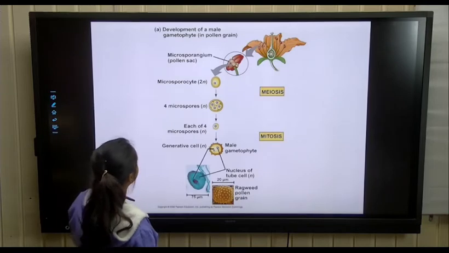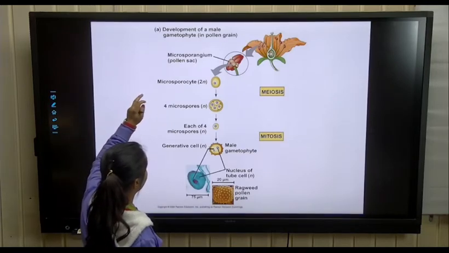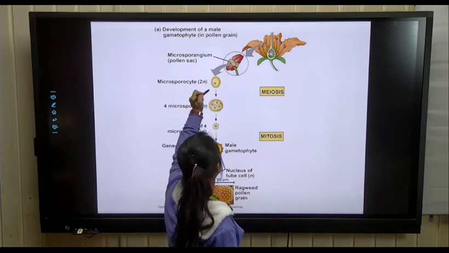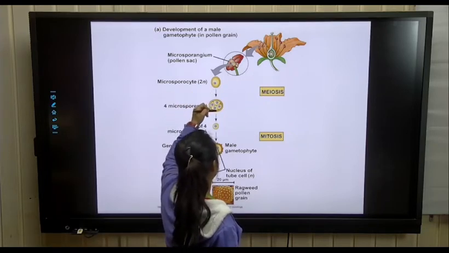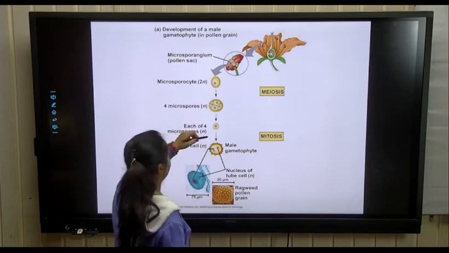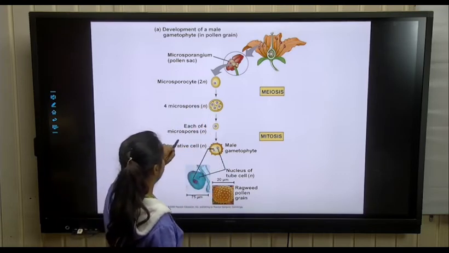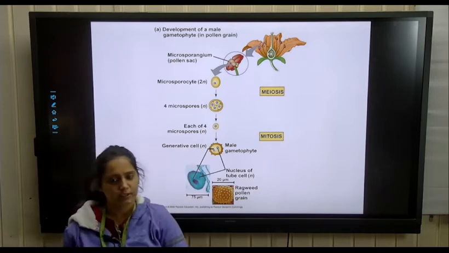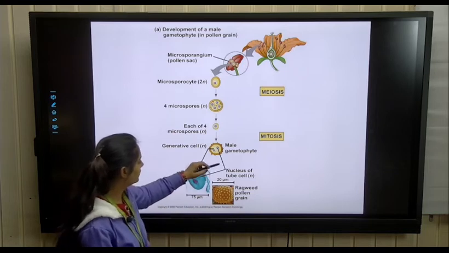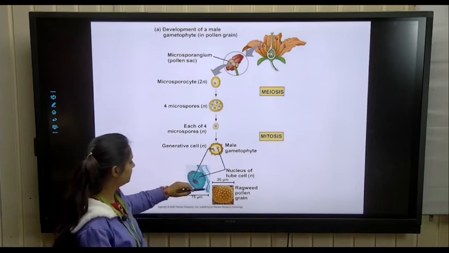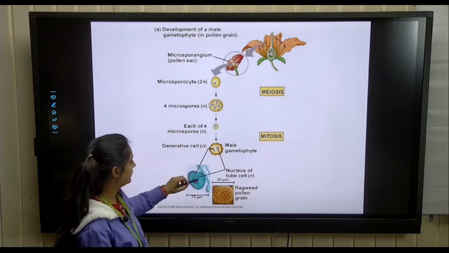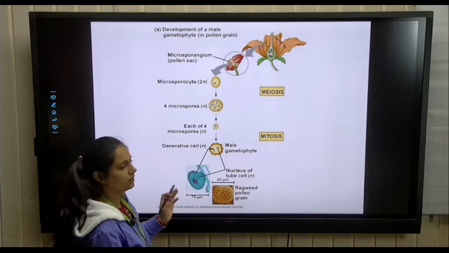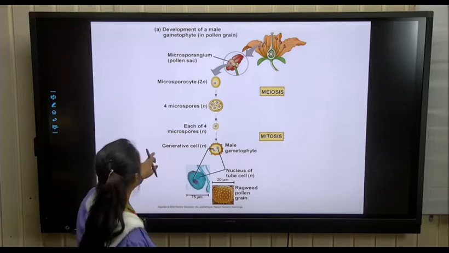Next we will discuss the development of the male gametophyte, that is the pollen grain. This is the flower, these are anthers. The microsporocyte develops through meiosis into 4 microspores, and these 4 are functional, and each of the 4 microspores generates 2 nuclei, that is the generative nucleus and tube nucleus. And the tube nucleus remains inside the tube, and the generative nucleus fuses with the egg cell. This is the general process.